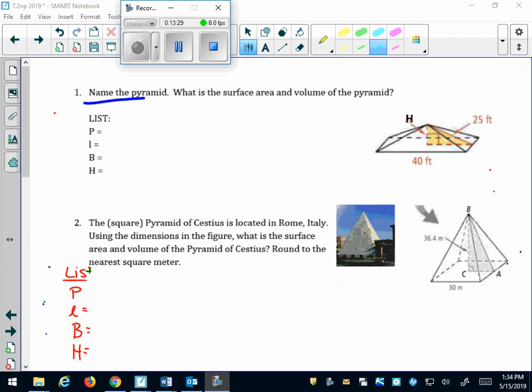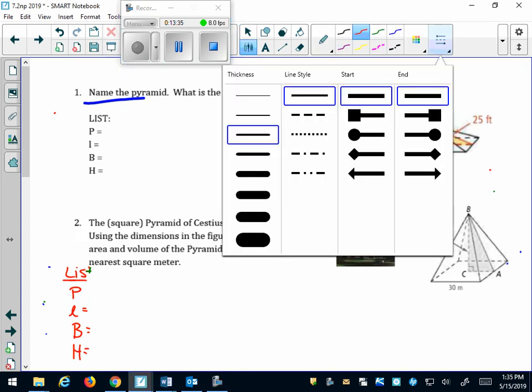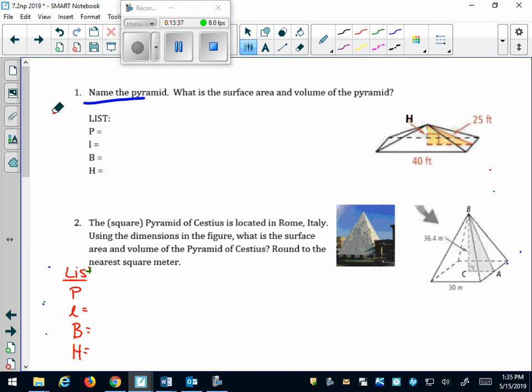To actually approach one of these problems now, like I said, I want you to start with your list. So, I started the list here for you. P, L, B, and H, doesn't matter what order it goes in, but remember it's all about the base. P is the perimeter of the base, okay? Capital B is the area of the base, right? Height is the distance from the vertex to the base, okay? It's all about the base. Perimeter, first we're going to name the pyramid. Remember, the pyramid's named for the shape of the base. What shape is this base? It's a square.